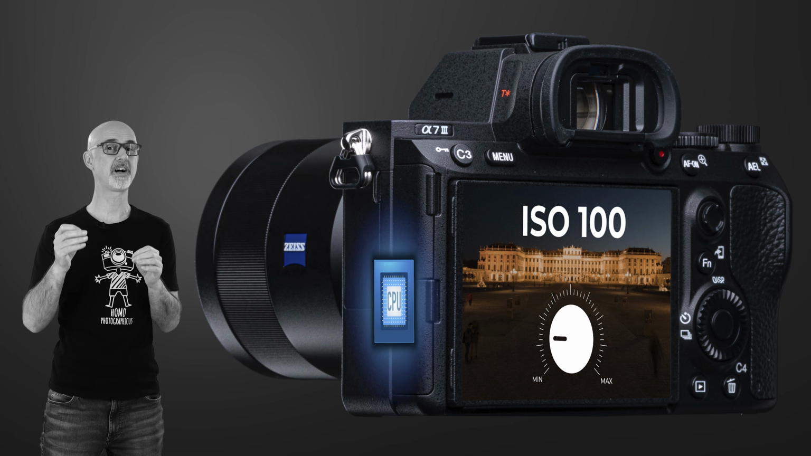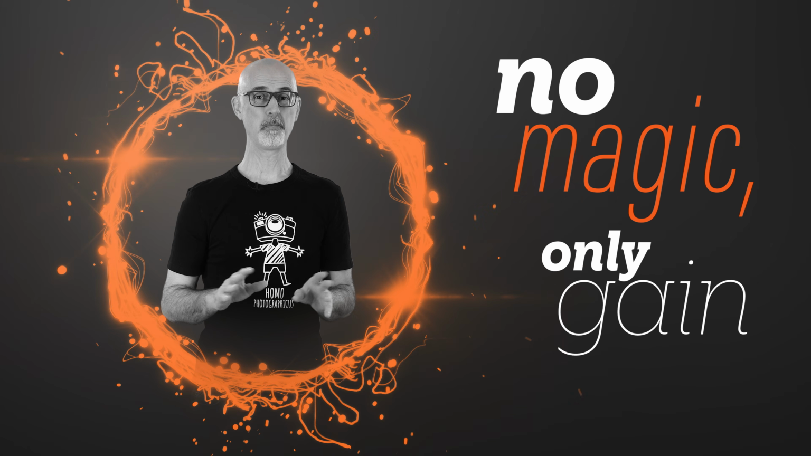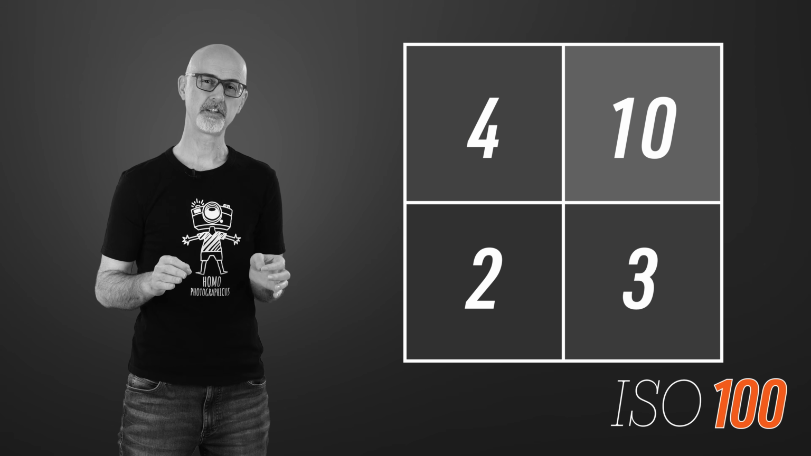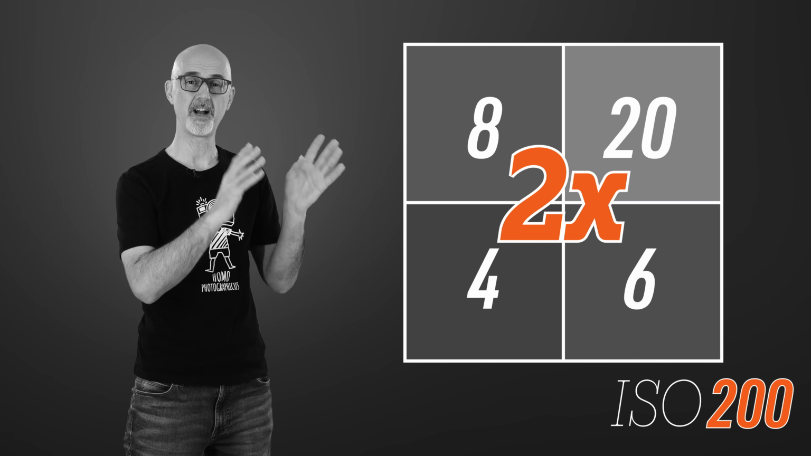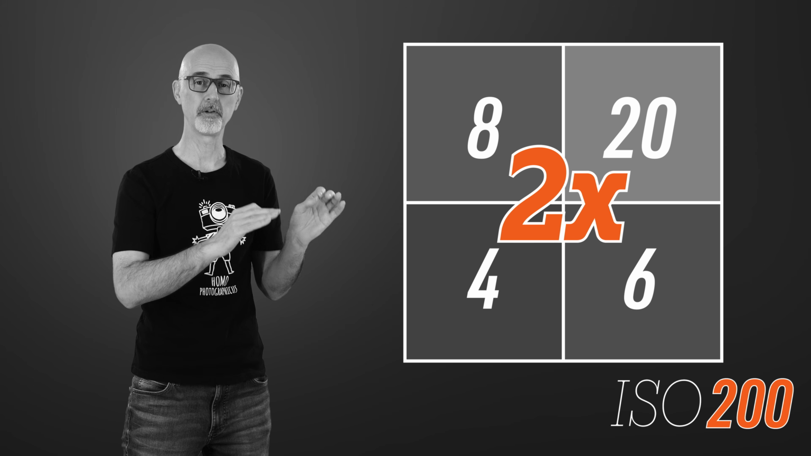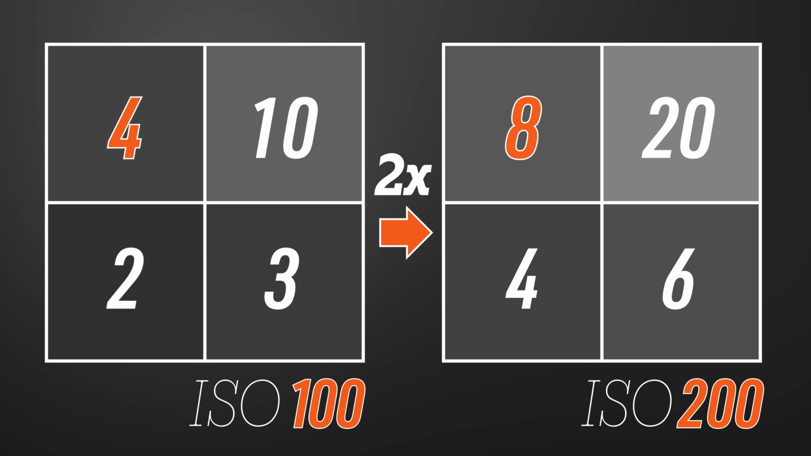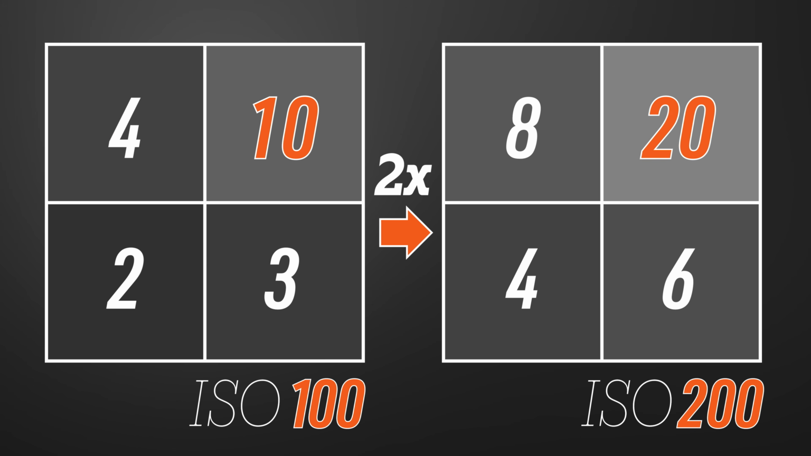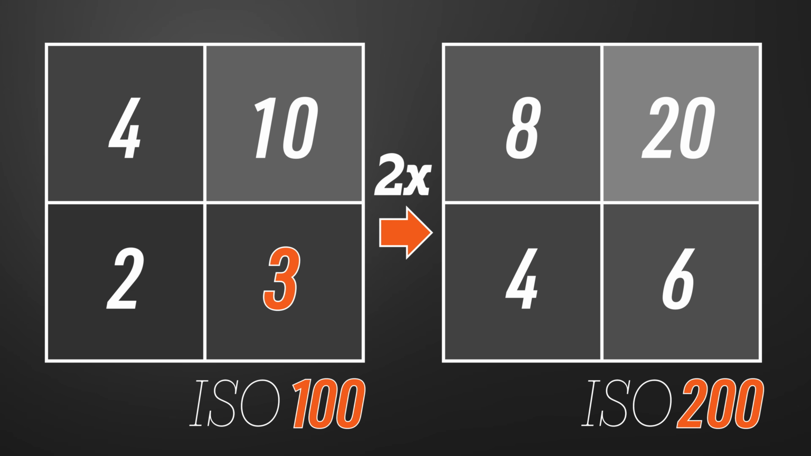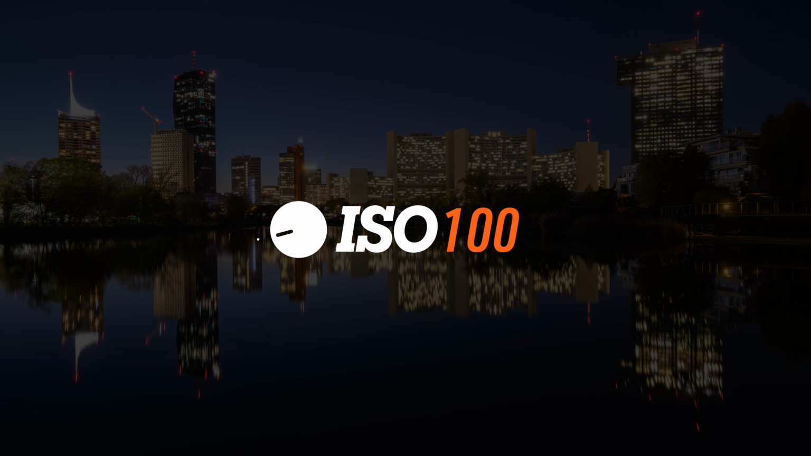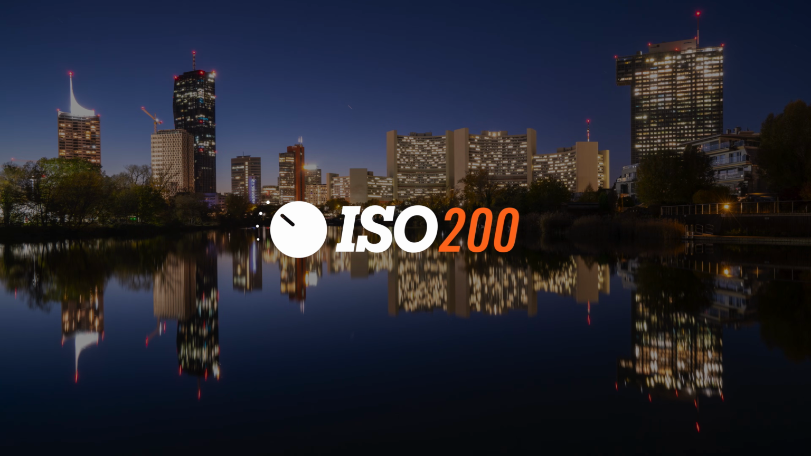Now what if you set it to ISO 200 instead? There is no magic happening at all. The processor just pretends the sensor has counted twice as many light particles and just doubles the numbers. So 4 becomes 8, 10 becomes 20, 2 becomes 4, and 3 becomes 6. And after that amplification, it saves the artificially brightened image to the memory card.